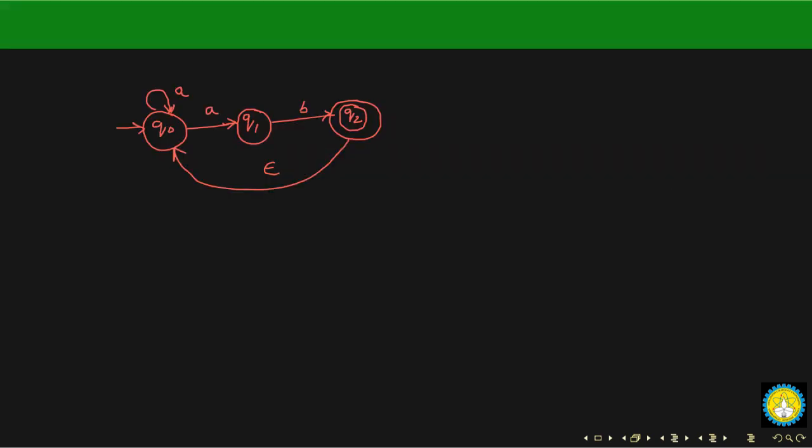Now, before going to the mathematical definition itself, we shall look at this epsilon NFA. The peculiarity of an epsilon NFA is that it has epsilon transitions. You can see there is an epsilon transition here. So this is an example of an epsilon NFA. There can be multiple epsilon transitions also.